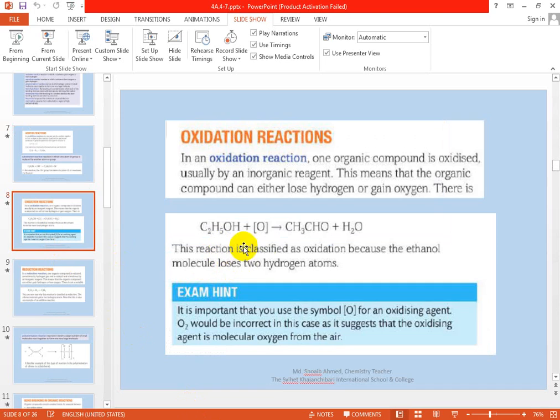In an oxidation reaction, one organic compound is oxidized, usually by an inorganic reagent. This means an organic compound can either lose hydrogen or gain oxygen. Why do we read this? It is important that we use the symbol [O] for an oxidizing agent.